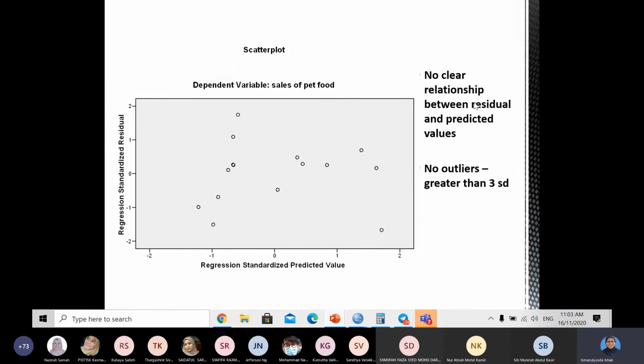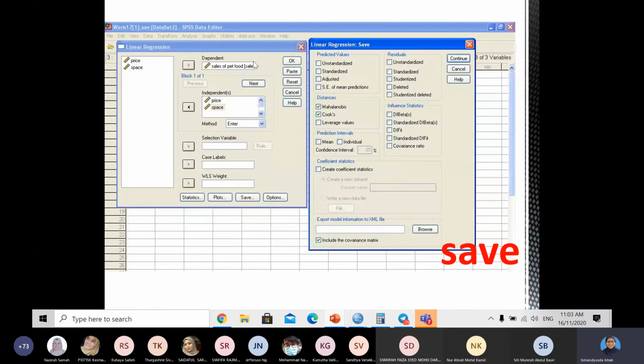Okay, this is the scatter plot. Look at the 3 standard deviations, only 2, 2, 2, so there are no outliers. There is no clear relationship between residual and predicted values, so you can proceed. This is what happens when you click Save.